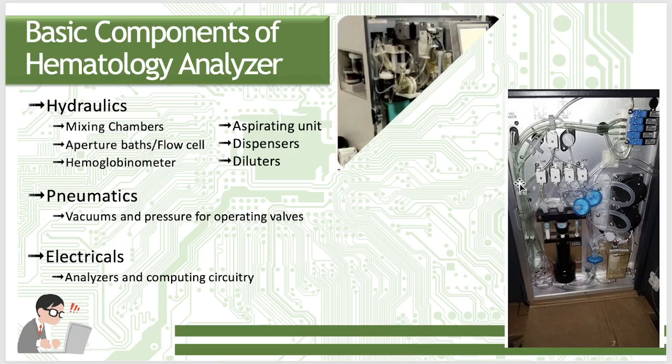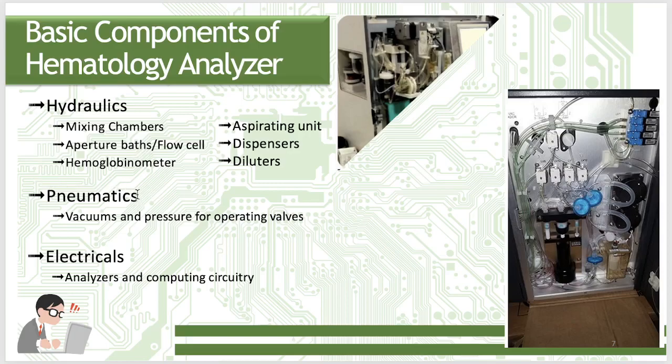So at least we are aware of the different hematological components of your analyzer. We have your hydraulics. Nandyan yung mga mixing chambers, yung aperture bath or your flow cell, and your hemoglobinometer that will read your hemoglobin result. Then, you have your aspirating unit, mga dispensers, and your diluters. So, nakikita nito, nandito na yung mga dispensers, mga diluters. Diyan lalabas yung mga different natin na reagents.